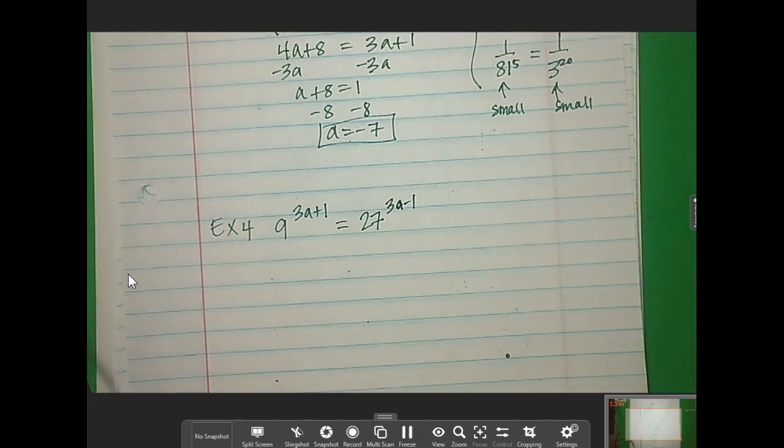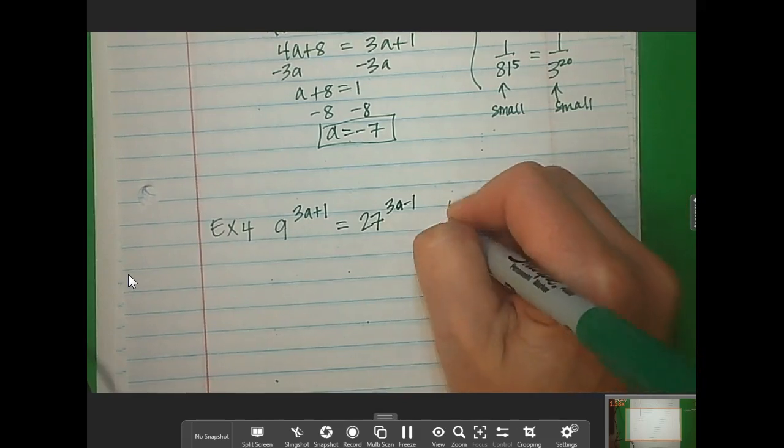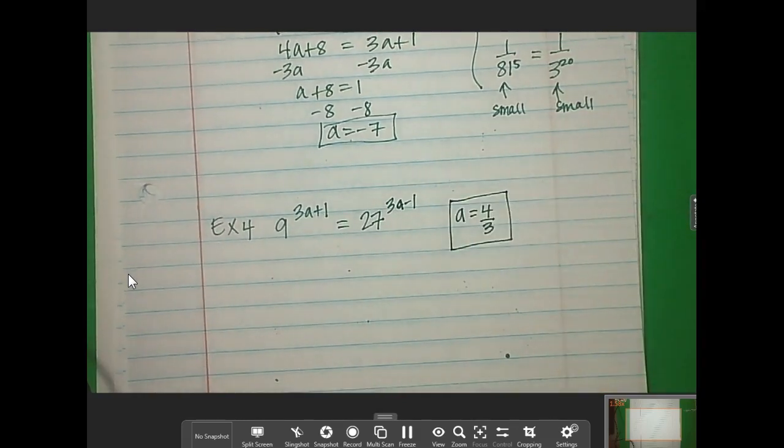Yes, it does. That's 27, right? Yes. Hey, quit shuffling. You're supposed to be working. Stop shuffling.